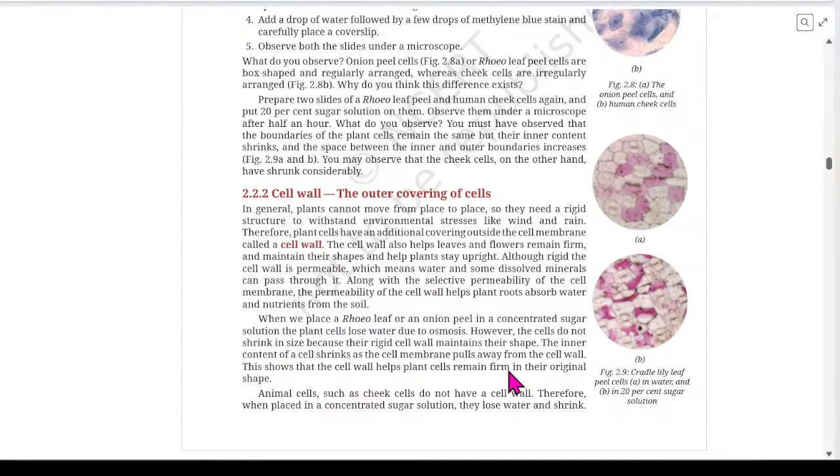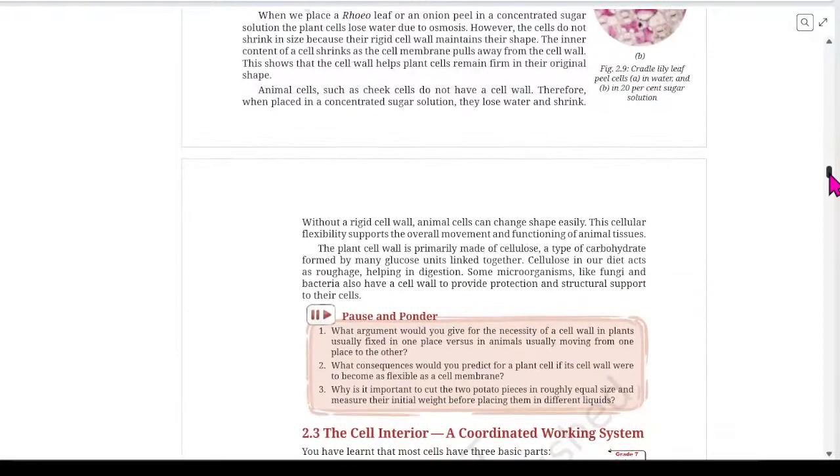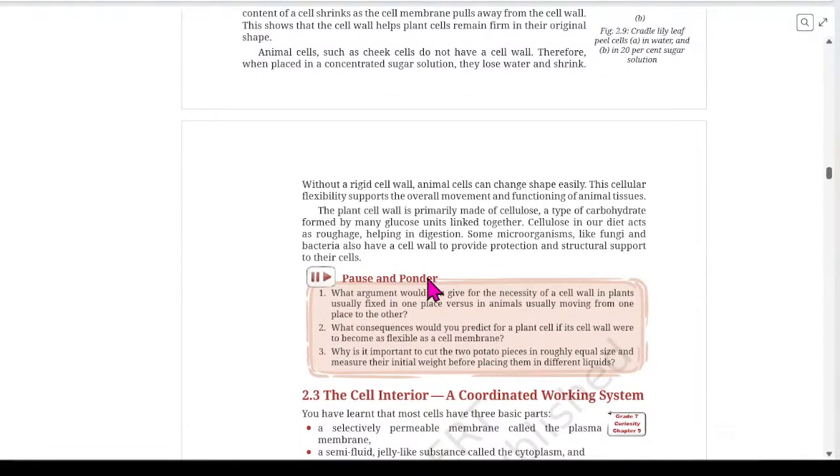Animal cells such as cheek cells do not have a cell wall. Therefore, when placed in a concentrated sugar solution, they lose water and they shrink. Without a rigid cell wall, animal cells can change shape considerably. This cellular flexibility supports the overall movement and functioning of the animal tissues.